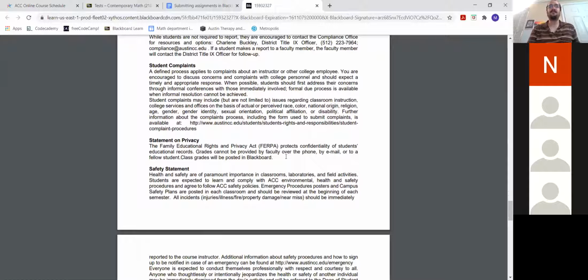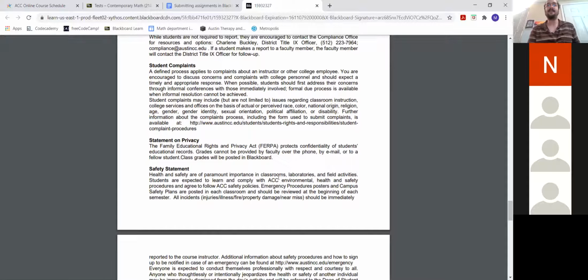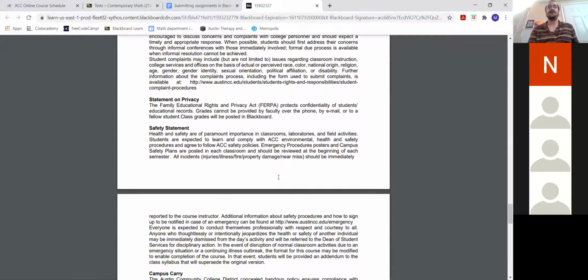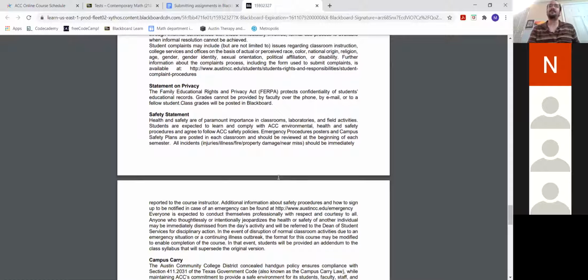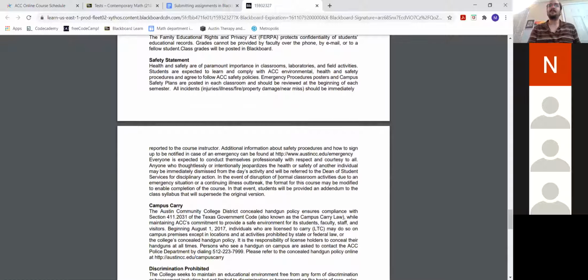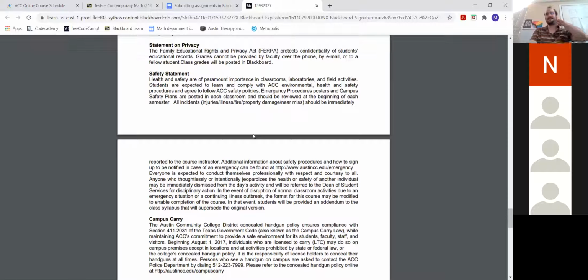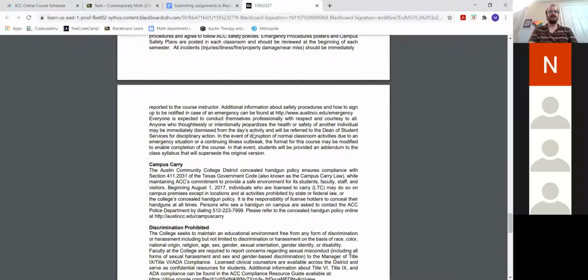Student complaints. So this is the way that you file a formal complaint if you want to file a formal complaint. Statement on privacy. So you are protected under the FERPA Act. Safety statement. So this is where it says your health and safety are paramount. What else we got?